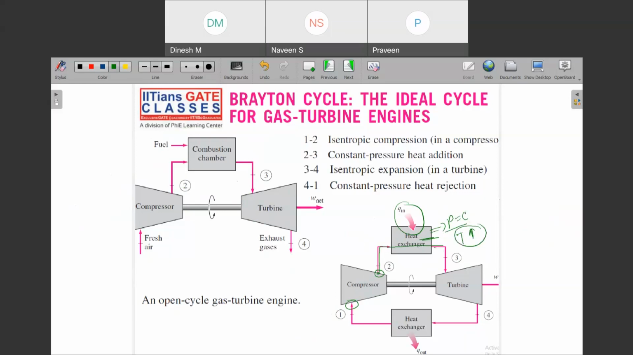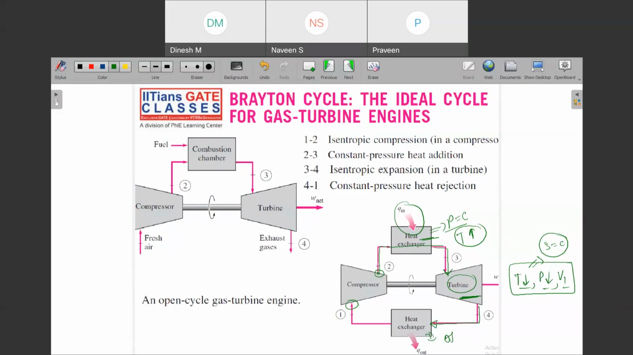Then you came into the turbine. Here your fluid has expanded, so its temperature decreased and pressure also decreased. And what about volume? Volume has also decreased. So temperature, pressure and volume all decreased, and entropy remained constant. And then you came into the heat exchanger. Here you are rejecting heat to whom?